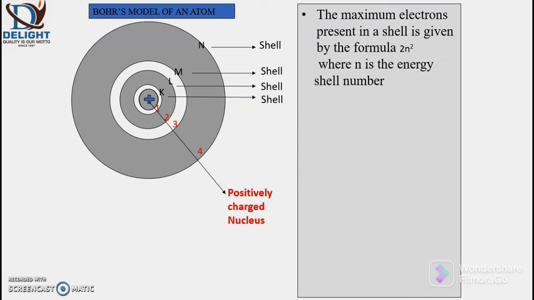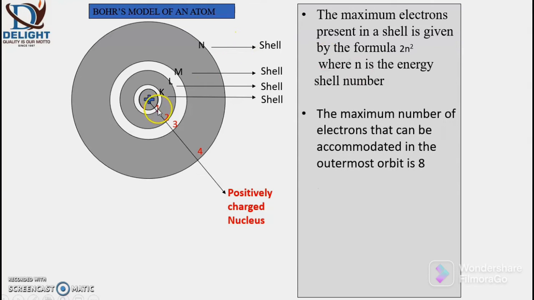Now Bohr's model also tells us how the electrons are occupied in different energy levels. So the formula that we use to find out how many electrons are placed in each energy level is 2n square, where n is the energy shell number. That means this 1, 2, 3 or 4. So if it is first shell, then n will be 1. So 2 multiplied with 1 square, it will be 2.